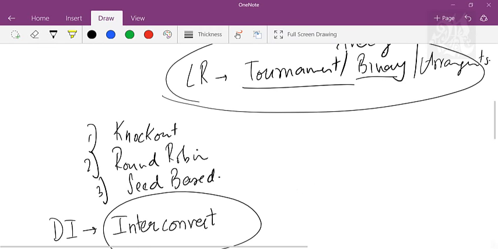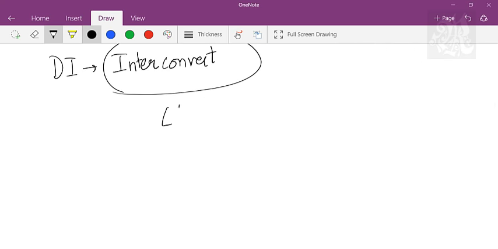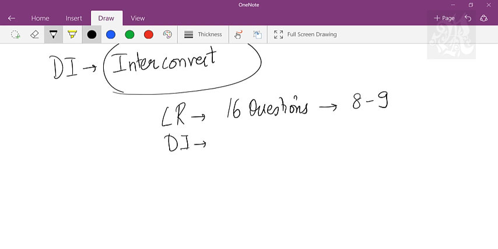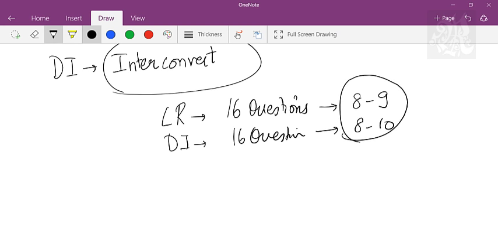So I'd suggest you give a decent amount of around 20 to 25 minutes to LR. If they ask you 16 questions, the ideal attempt in LR must be around 8 to 9 questions, and similarly in DI, if they ask you 16 questions, the ideal attempt must be 8 to 10 questions. So around 16 to 18 should be the apt score for DI and LR.